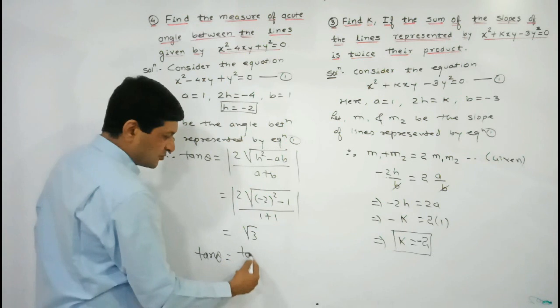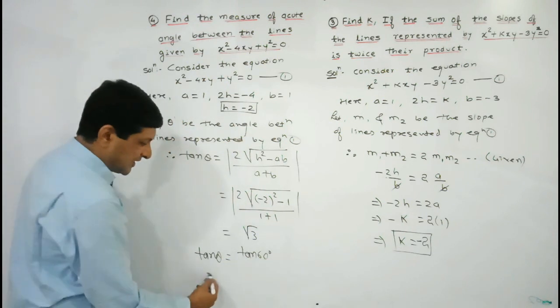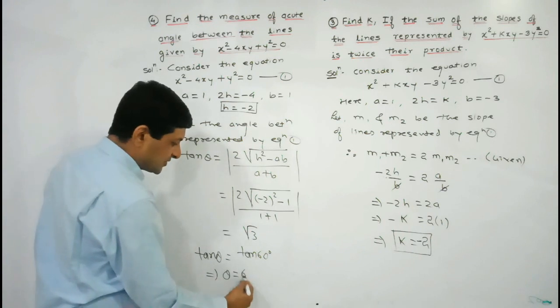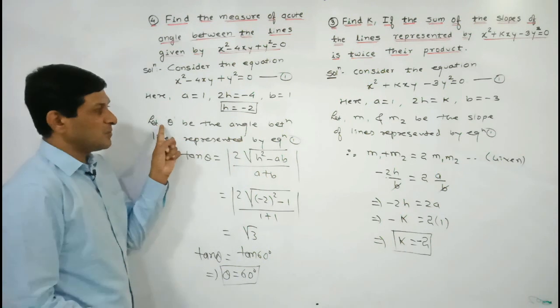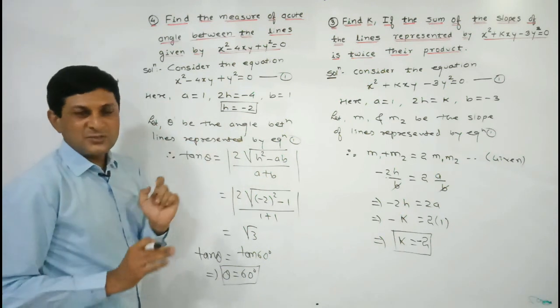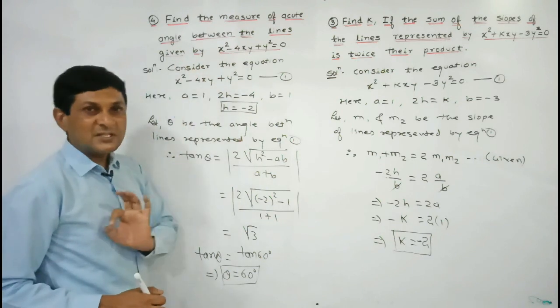Root 3, can I say that root 3 is nothing but the value of tan 60 degree? Yes, and comparing both sides we can say that theta is equal to 60 degree. In this way we have got the value of theta, where theta is nothing but the angle between the lines. In this way we have got the angle between the lines represented by this homogeneous equation.